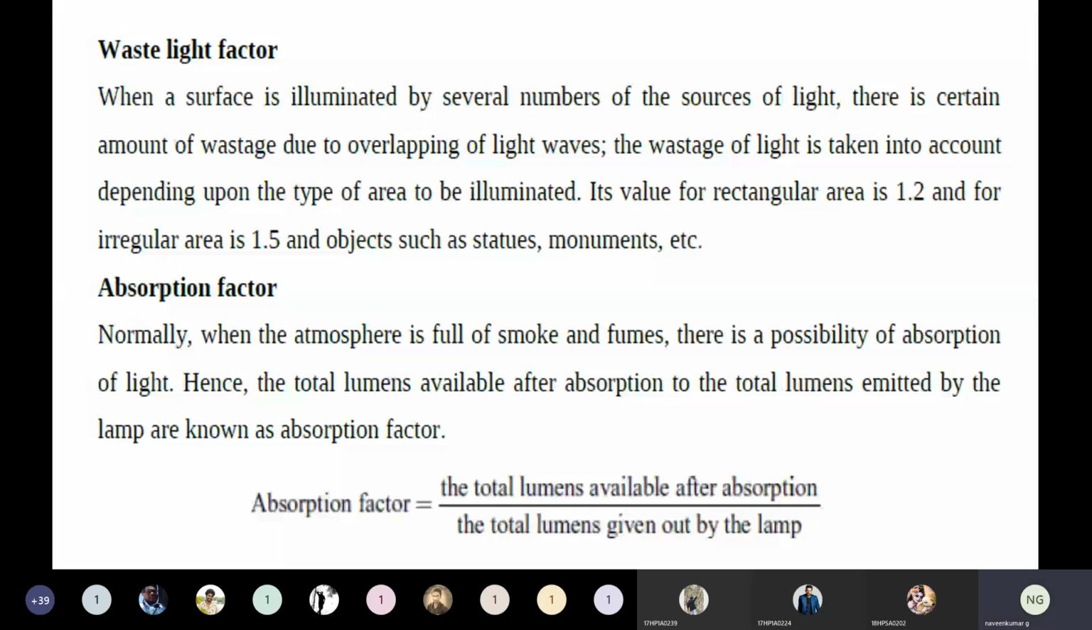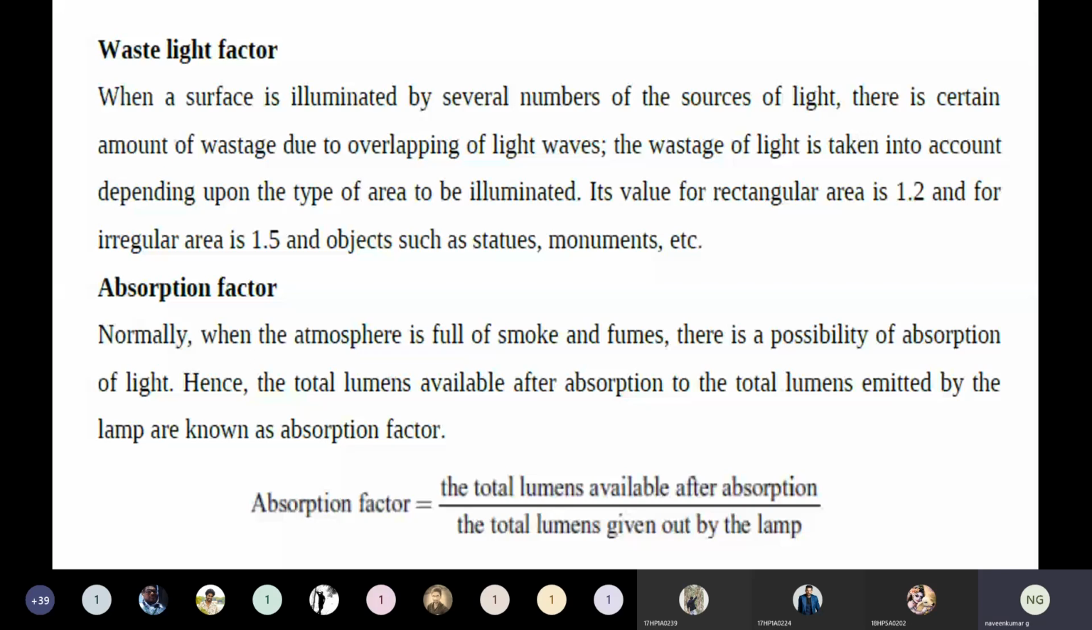So the waste light factor should be as minimum as possible, so that the elevation of the monument, the aesthetics of the monument or the architecture is not decreased, but at the same time the luminous flux is not wasted.